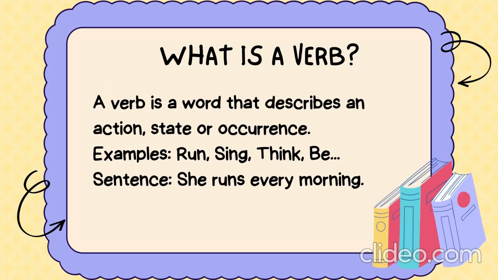First things first, what exactly is a verb? A verb is a word that describes an action, state, or occurrence. It's one of the most important parts of speech because it tells us what the subject of a sentence is doing or experiencing. Examples: run, sing, think, be. Sentence: She runs every morning. Here the word runs is a verb.